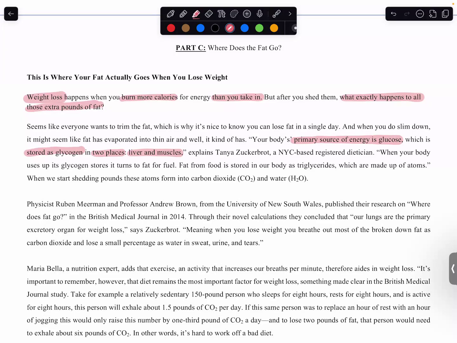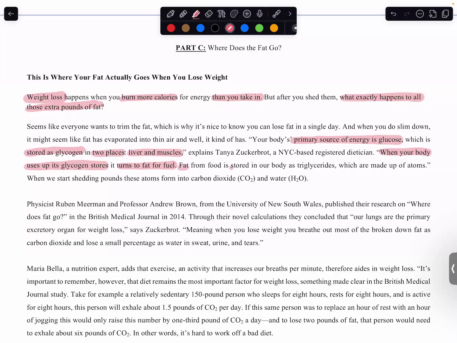When your body uses up its glycogen stores, it turns to fat for fuel. So that's what we spoke about earlier. Once we used up all of our glycogen and used up all of our glucose, now we got to start turning to fat for fuel.